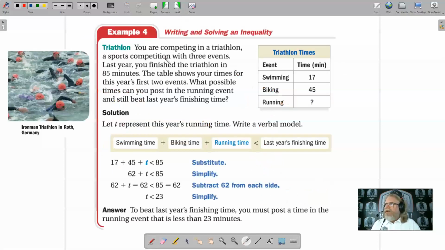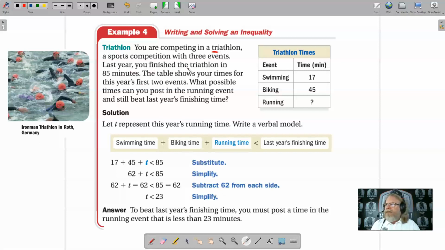Here we are, example number 4, writing and solving inequality. Triathlon. You are competing in a triathlon, a sport competition with 3 events. The key prefix there is tri, right? Tri means 3, like a tricycle has 3 wheels. So triathlon, sports competition with 3 events.